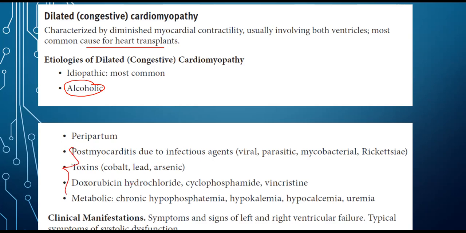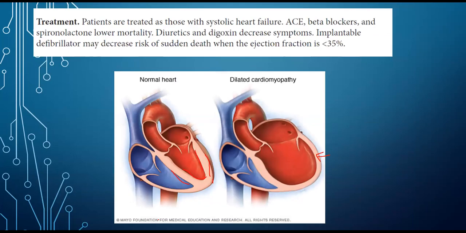You don't need to know the cause. The symptoms will be typical of heart failure, but mostly due to systolic dysfunction. So if you do the echocardiogram, you will find the ejection fraction is less than 35, or usually less than 45. Normally we say that above 45 is fine. Less than 45 becomes heart failure.